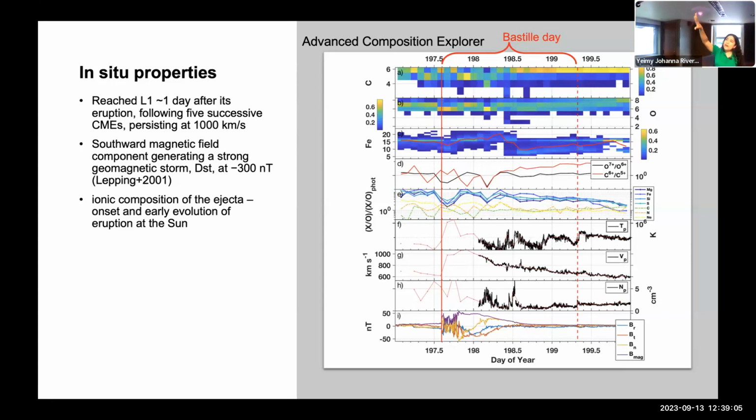The top 4 or 5 plots show the compositional signatures of the CME, for instance the relative abundances of carbon, oxygen, and iron. For instance, this is carbon 4+, 5+, and 6+. And then the bottom 4 panels show the bulk properties: the proton temperature, the bulk speed of the plasma, so you can see it traveling still over 1,000 kilometers per second at L1, then the proton density, and then the magnetic field components and the magnitude.